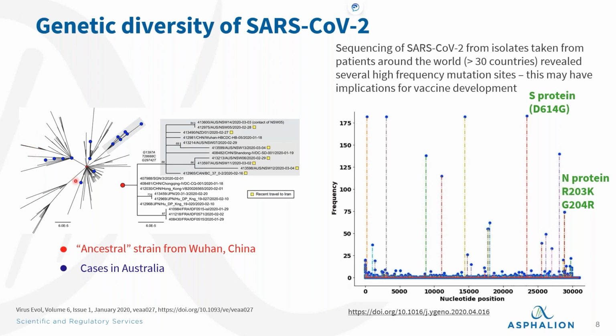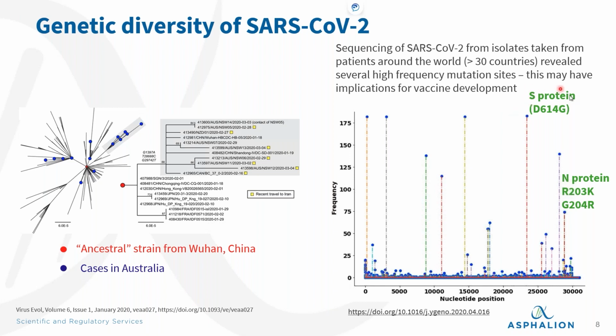So as you can see in the left panel, the ancestral strain, which was isolated from patients in Wuhan, China, has already started to introduce changes in its genome. You can see that in cases from patients in Australia, there have already been changes introduced into the genome, and you can also identify where a viral strain of SARS-CoV-2 has come from by changes in its genetic sequence. And of interest, several of the proteins on the surface of the virus are also quite prone to these high-frequency mutations.